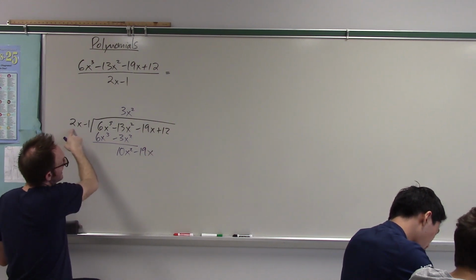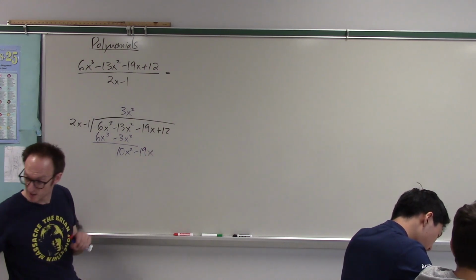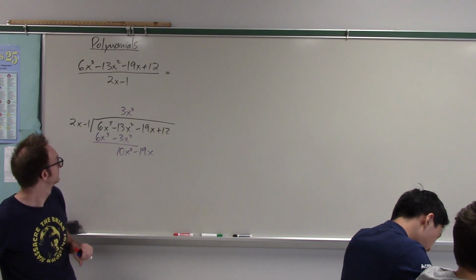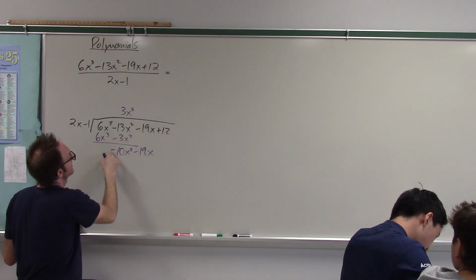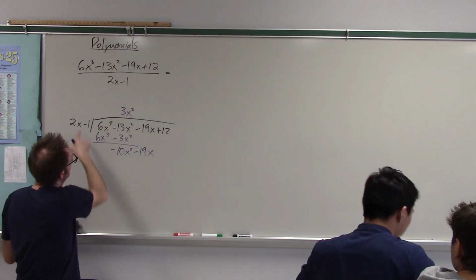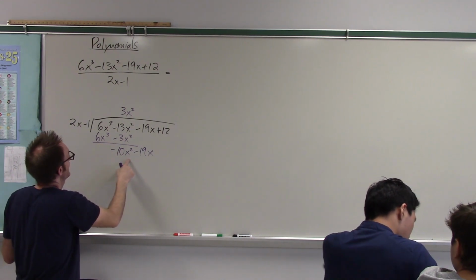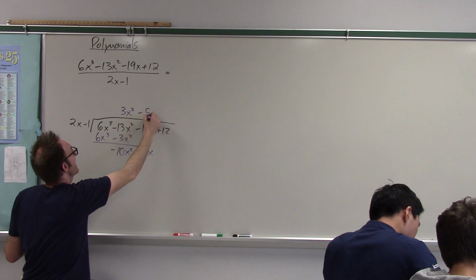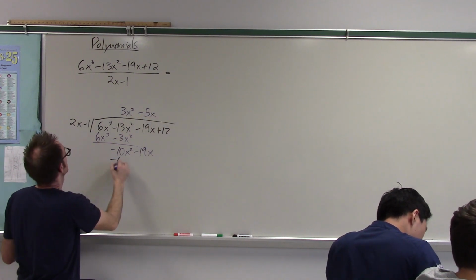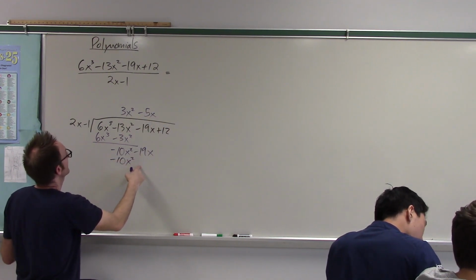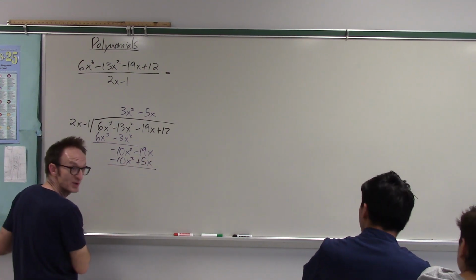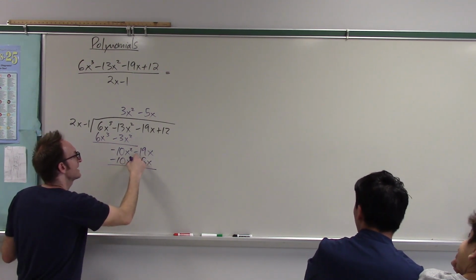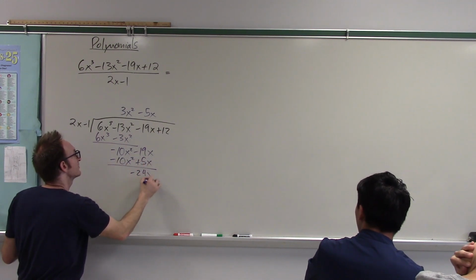How many times is 2x minus 1 going into 10x squared? Minus 10x squared. Negative 13 minus negative 3 is negative 10. How many times is 2x minus 1 going into negative 10x squared? Well, negative 5x times. And then that gives me negative 10. And then you multiply back through. Subtract. Then you get negative 19 minus 5, so negative 24x.